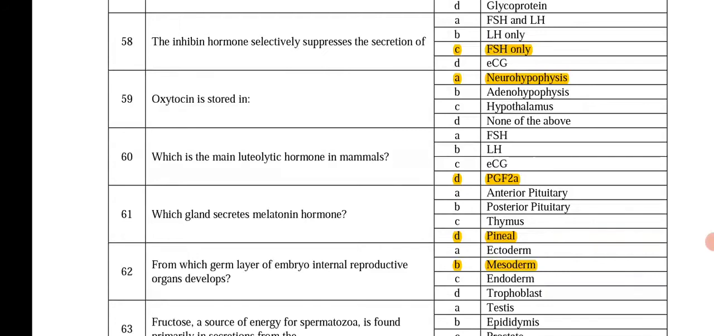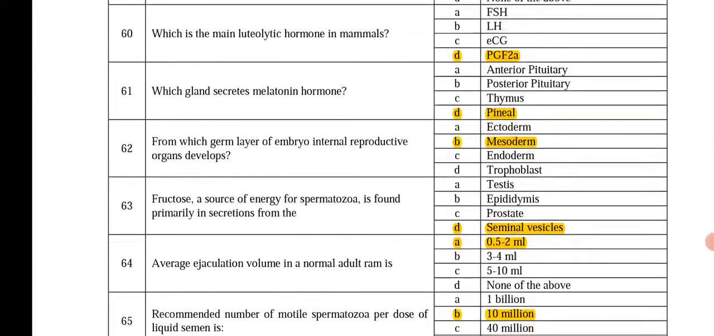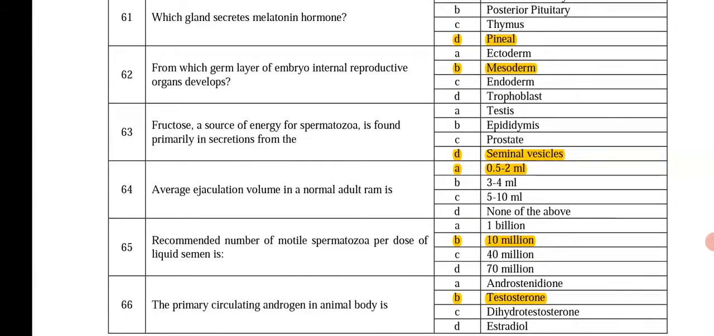Which gland secretes melatonin hormone? Pineal gland. From which germ layer of embryo internal reproductive organ develops? Mesoderm. Fructose, a source of energy for spermatozoa, is found primarily in the secretions from seminal vesicles.